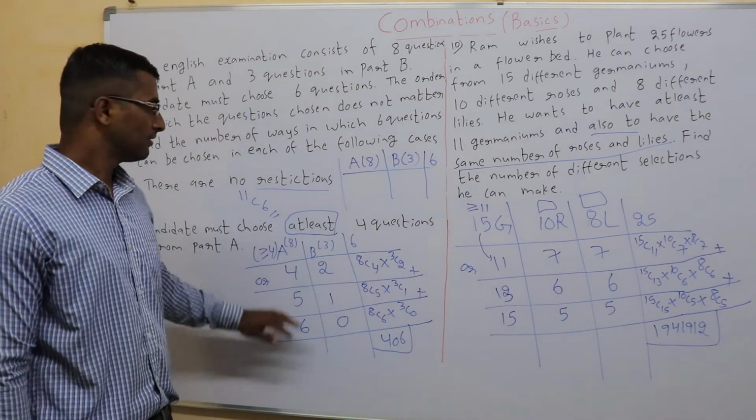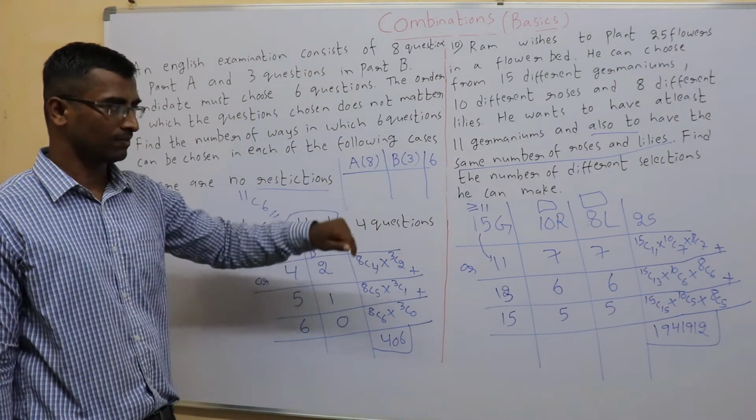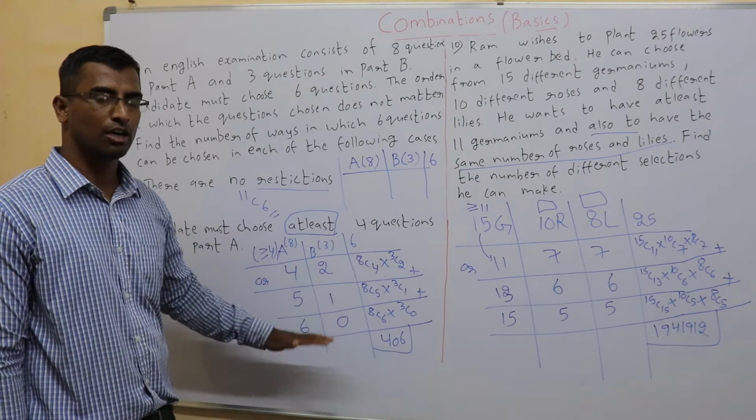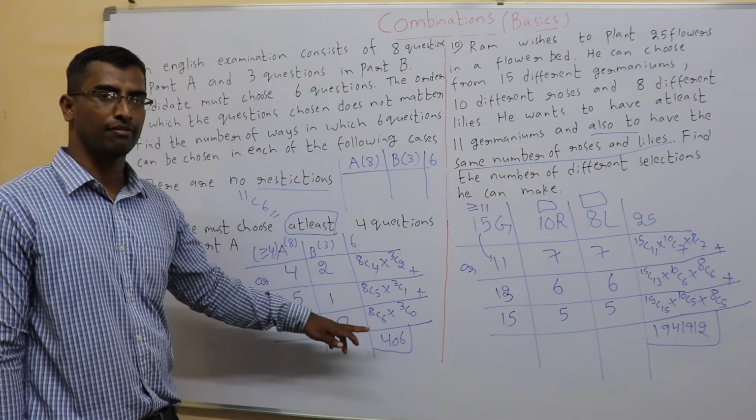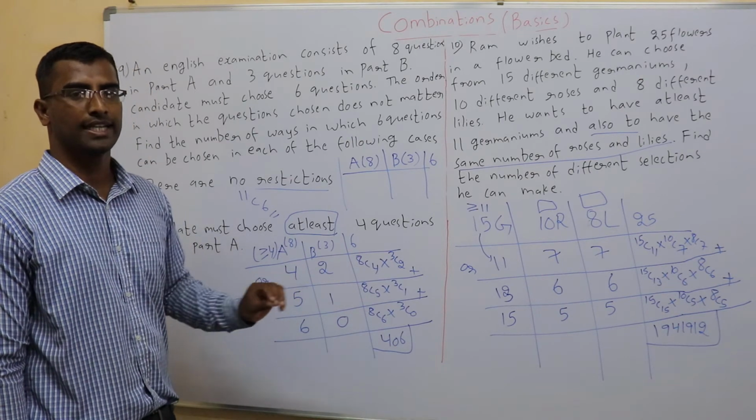Make the table whenever you see the words at least. Write each row: how many possibilities are possible? Then for each row write the number of combinations and finally add. That is the answer.